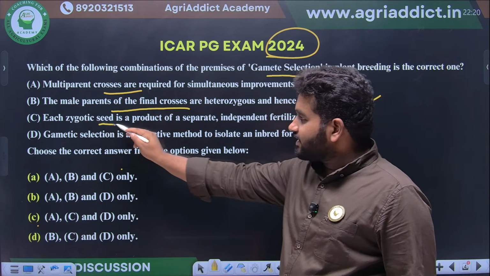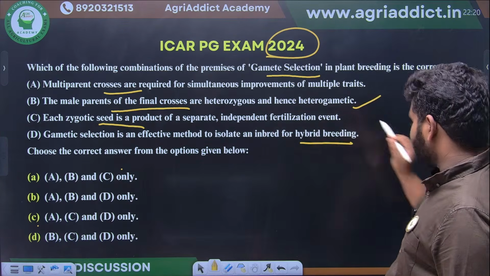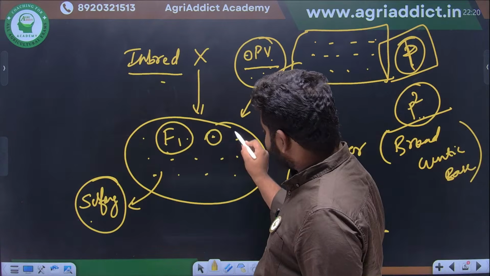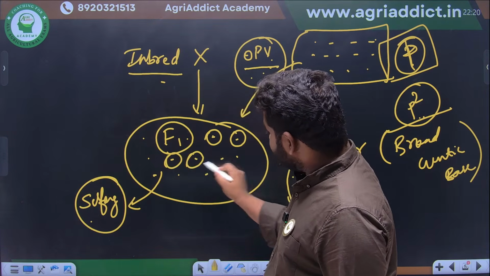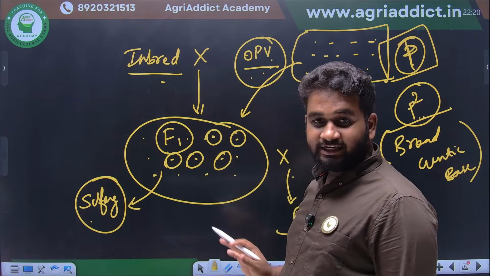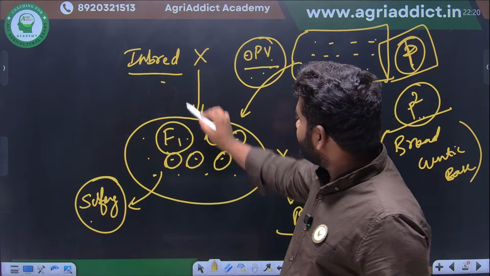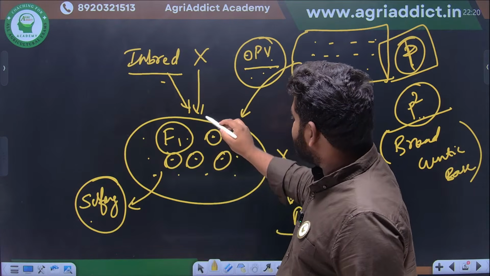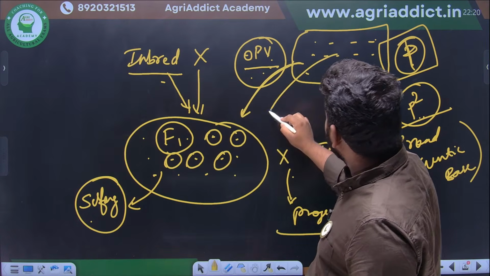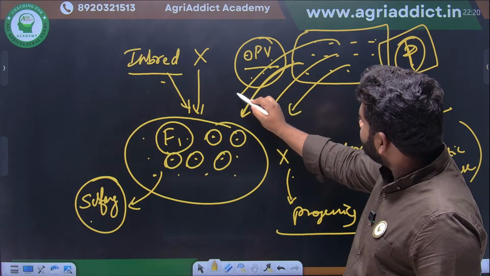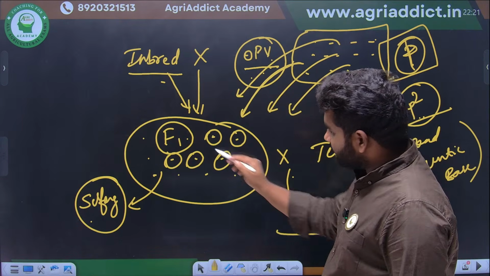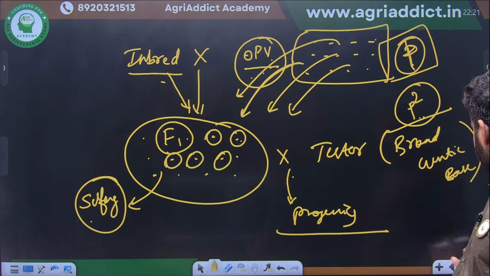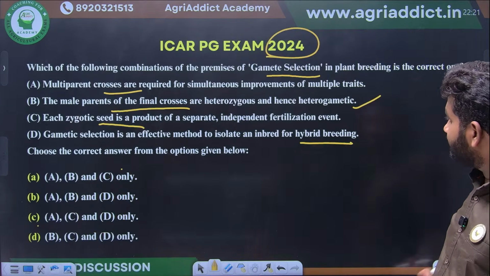Each zygotic seed is a product of a separate independent fertilization event. You can see here, it is a separate independent event. One gamete will be similar, which comes from the inbred, and the other gamete comes from OPV. Different OPV plants will produce different male gametes, so each zygotic seed will be a product of different events. That is also correct, okay.